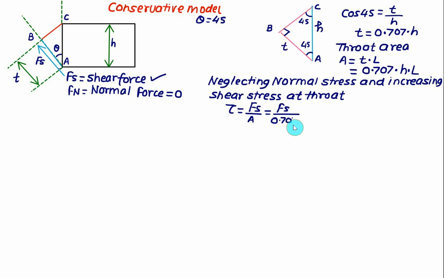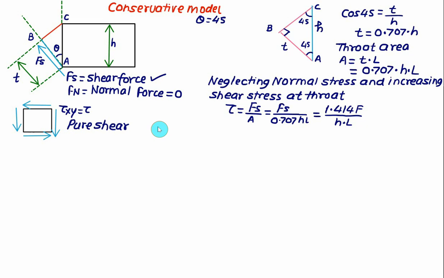If I take the reciprocal of 0.707, I will get tau equal to 1.414 times F divided by HL, where H is the leg size and L is the length of weld. And the shear force is replaced by F, Fs equal to F. Since here only one stress is acting, the stress element is shown here, which is purely tau xy equal to tau.